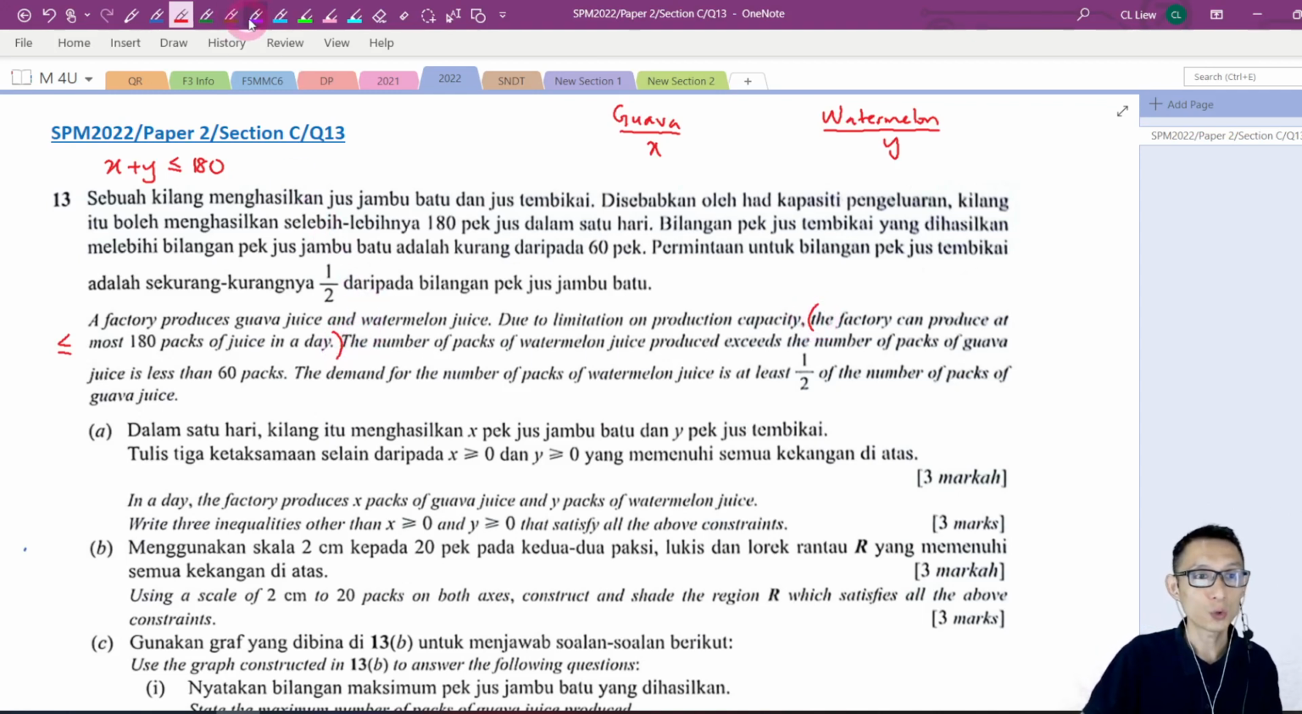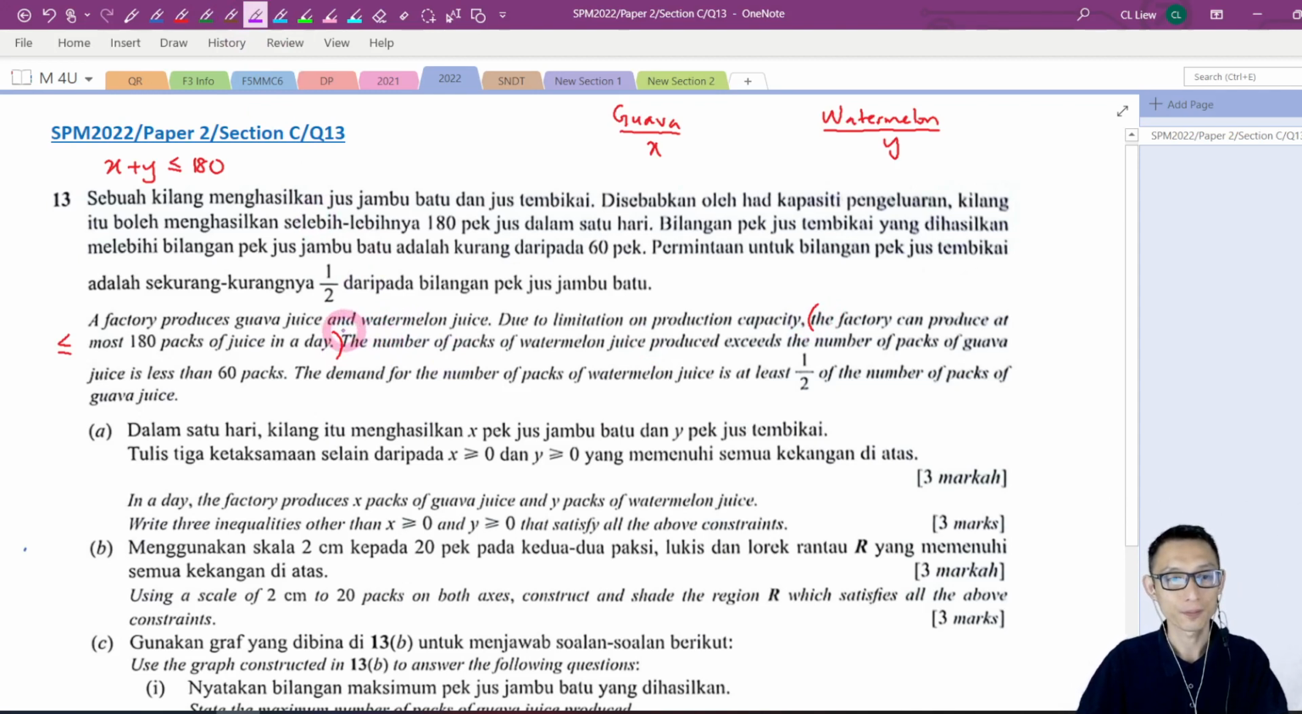Okay, now let's go to the second sentence over here. The number of packs of watermelon juice produced exceeds the number of packs of guagua juice. So this is more than this. So I'm going to write y minus x, more than it. It's less than 60 packs. Okay, let's look one more time. The number of packs of watermelon juice produced exceeds the number of packs of guagua juice is less than 60 packs. Now the watermelon is more than the guagua juice.